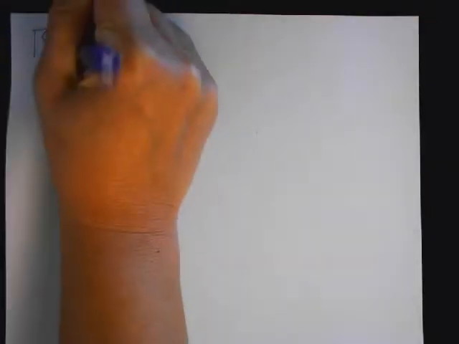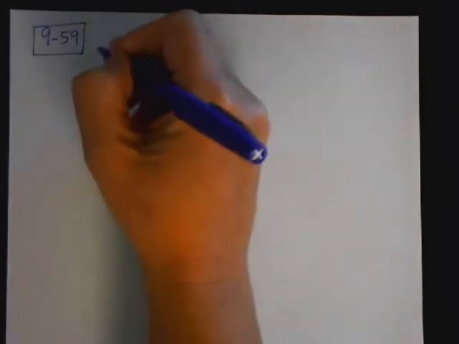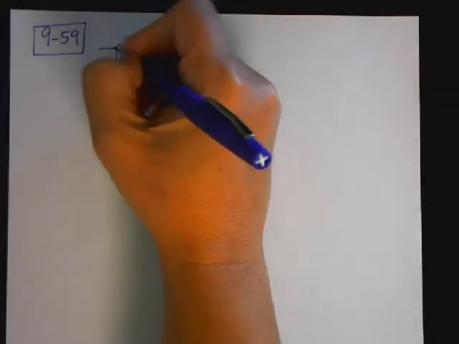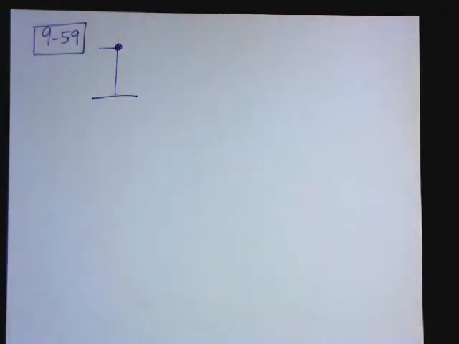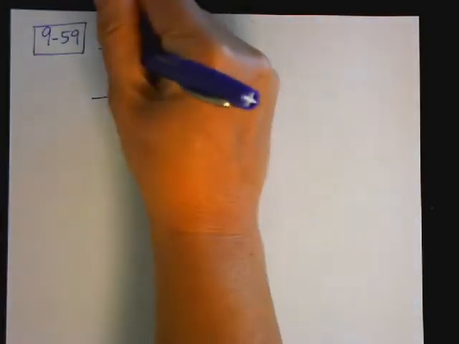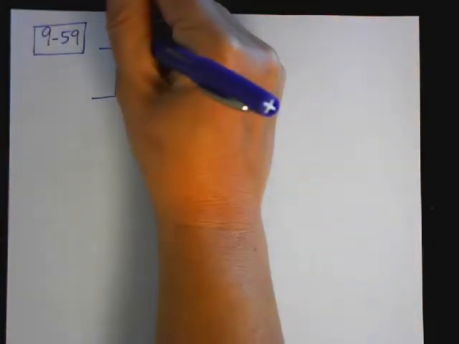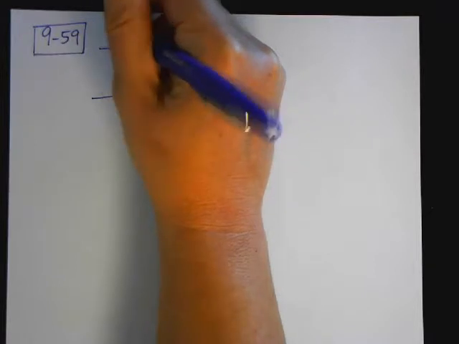Okay, so let's look at homework problem 9-59. It says a ball is thrown horizontally with a speed. The first thing I want to do is draw my picture because my sign convention is important. So I'm going to draw a giant dot for where motion begins. Here it says a ball is thrown horizontally with a speed of 15 meters per second.